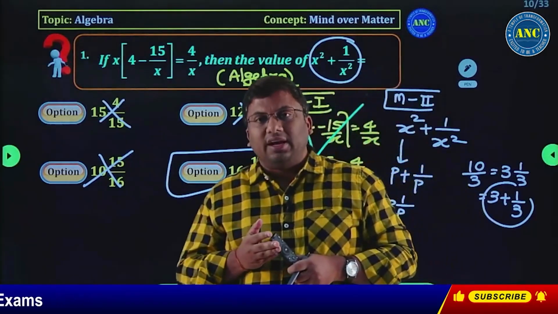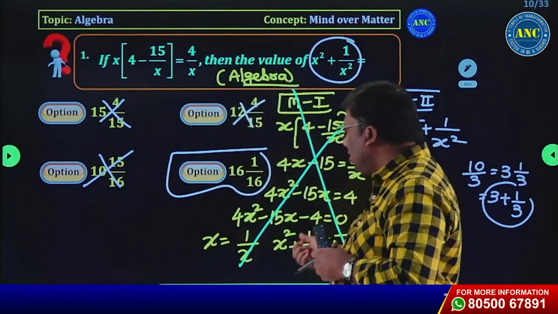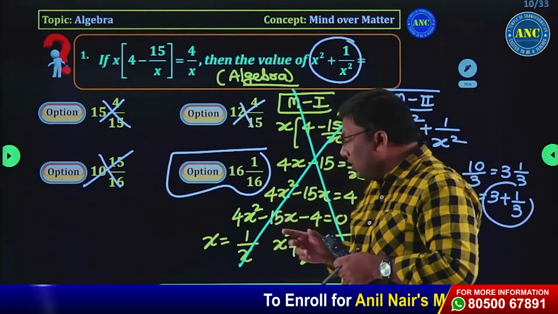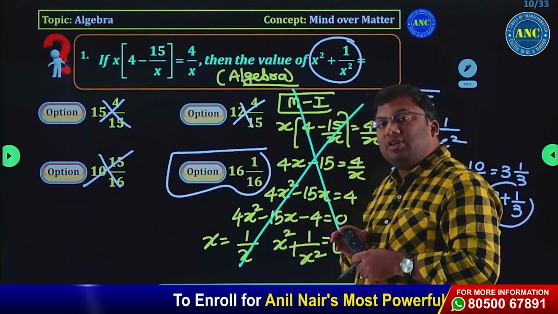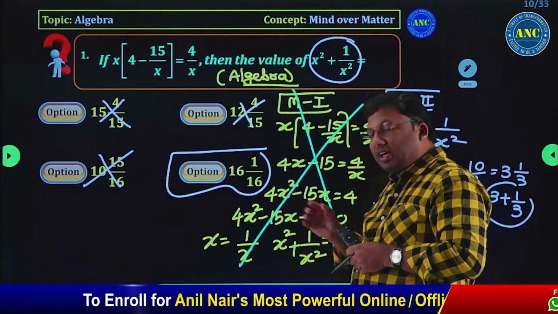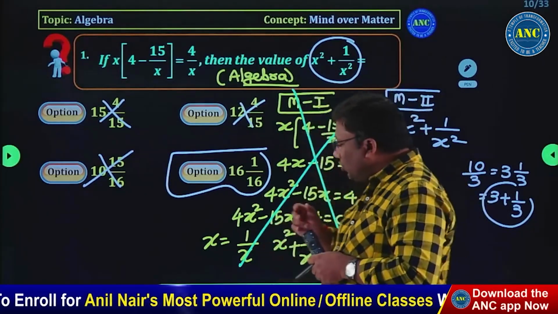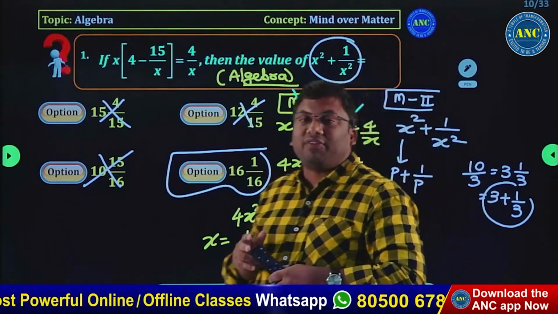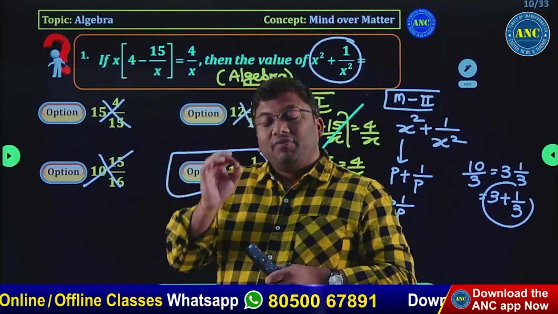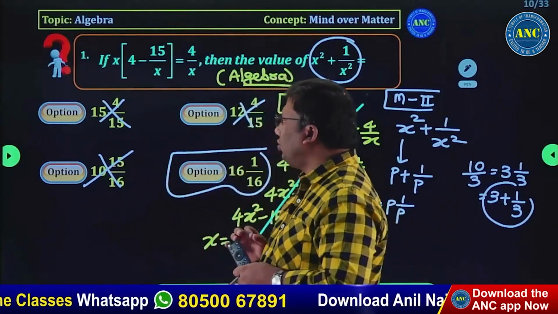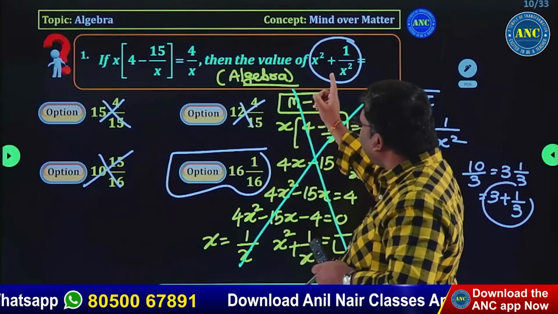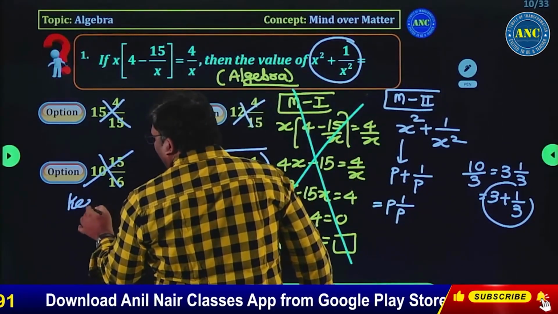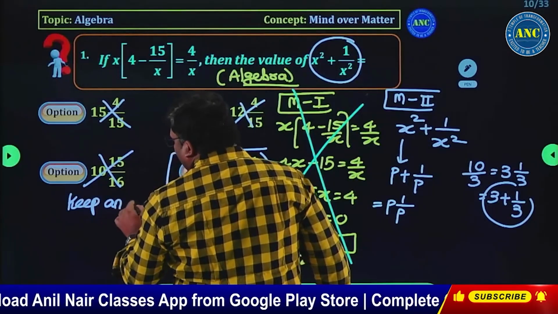What did you eliminate by looking at the answer options? You eliminated algebraic expression evaluation. Number 2, you eliminated how to find the value of x in the quadratic equation using the root method. You eliminated x square and 1 by x square addition and finding the values. Please remember, the reason behind introducing this question is to tell you to always keep an eye on the answer options.